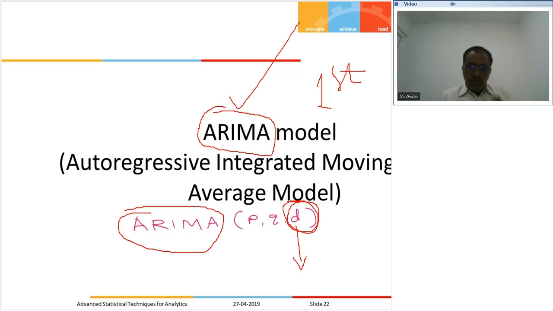So here, if you take the ARIMA model, then immediately we need to know what parameters are involved in the model. P, Q, D are the parameters. P and Q are in the same sense as what we have seen in the AR model as well as the MA model. D is what? We'll see it.